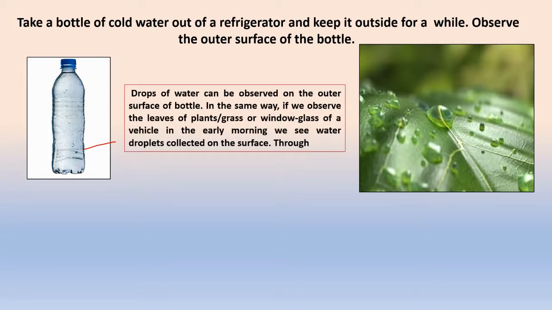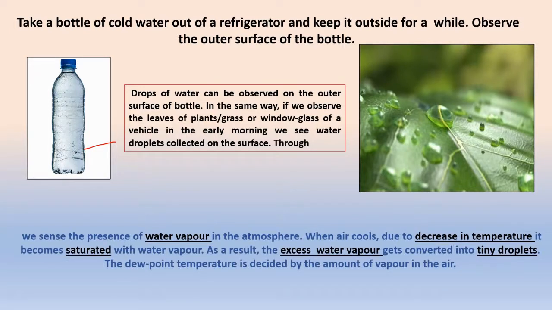Drops of water can be observed on the outer surface of the bottle, and in the same way, if we observe the leaves of plants or grass, or the window glass of a vehicle in the early morning, we see water droplets collected on the surface. But why does this happen? It is because of the presence of water vapor in the atmosphere. These droplets are nothing but the water vapor in liquid form, right? Due to the excess amount of water vapor at a given temperature, it has been converted into liquid form.